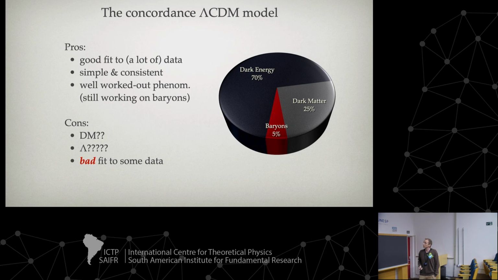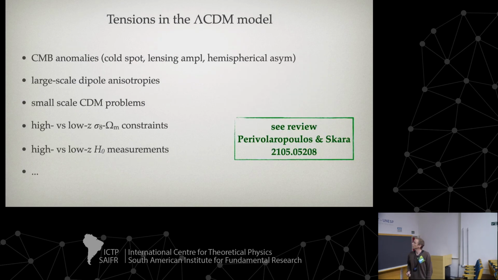So summarizing, the concordance model has very good pros. It's a very good fit to a lot of data, simple and consistent. People are working out the phenomenology, including baryons, and so on. Problems, of course, are the dark matter and dark energy. And recently, there is some bad fit to some data, the so-called tensions. So I'm just briefly going through the tensions now.